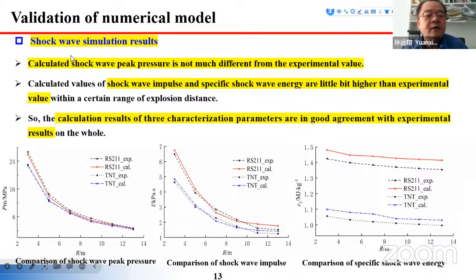Here we calculate the shock wave peak pressure. It is not very different from the experimental value. The calculated values of the shock wave impulse and the shock wave energy are a little higher than the experimental values, and we can see that in these two figures. So the calculation results of the three parameters are basically in good agreement with the experimental results.